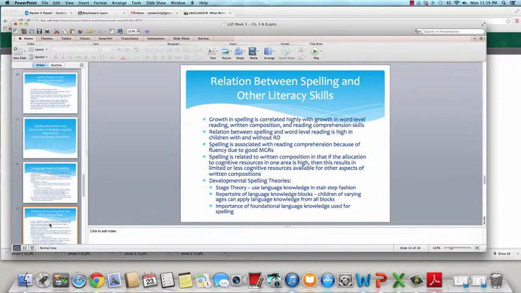So what are some developmental spelling theories? Of course, you have a stage theory like you do in reading. And this is the use of language knowledge in a stair-step fashion, following a progression. You do this step first, this step second, this step third. However, if you really look at it, the thought has moved to that you have a repertoire of language knowledge blocks, and that children of varying ages can apply language knowledge from all blocks.